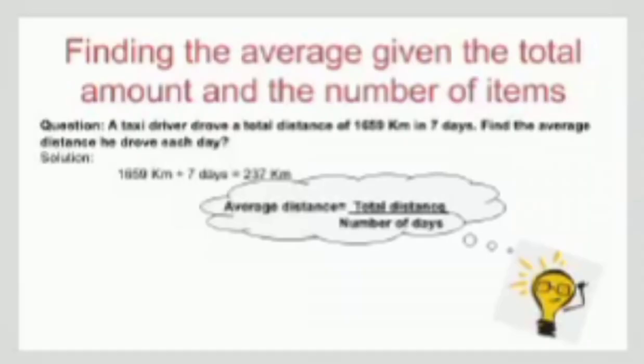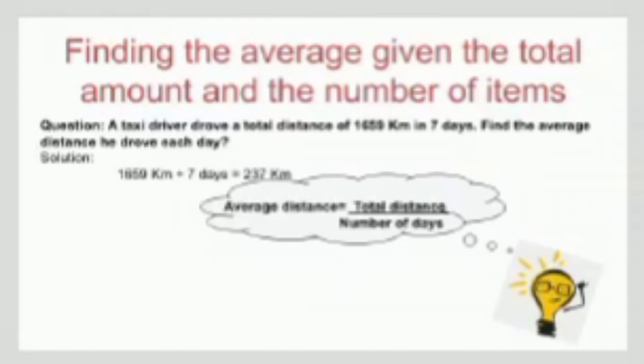Finding the average given the total amount and the number of items. Over here I have a question. A taxi driver drove a total distance of 1,659 kilometers in 7 days. Find the average distance he drove each day.